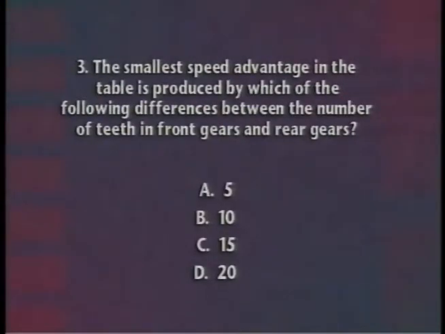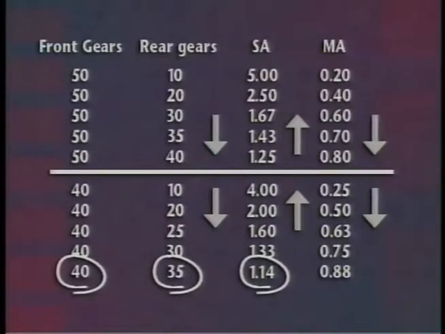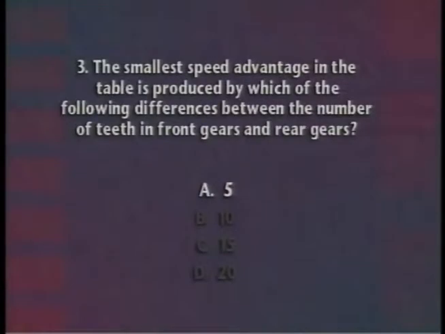The smallest speed advantage in the table is produced by which of the following differences between the number of teeth in front gears and rear gears? This is a direct information question which involves two parts. First, let's find the smallest speed advantage, or SA. Looking at the table, this corresponds to a value of 1.14. This value of 1.14 is represented by front gears equal 40, rear gears equals 35. Finding the difference, we get 40 minus 35, which equals 5. Answer A.